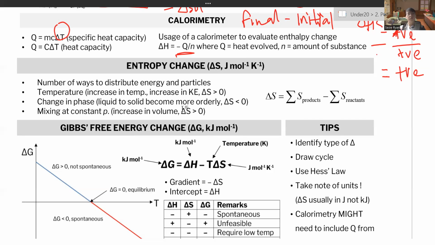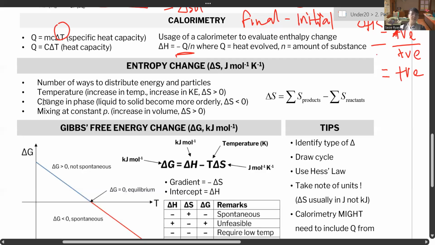Now, when there's a change in the phase, let's say when you go from liquid to solid, what happens? Based on kinetic particle theory, it becomes more regularly arranged. The regular arrangement makes it more ordered, and if it's more ordered, in a sense, now there are fewer ways to distribute the energy and the particles because they're all kind of fixed in place, right? So the entropy decreases.